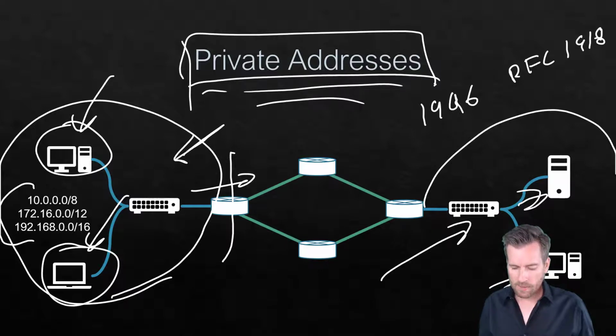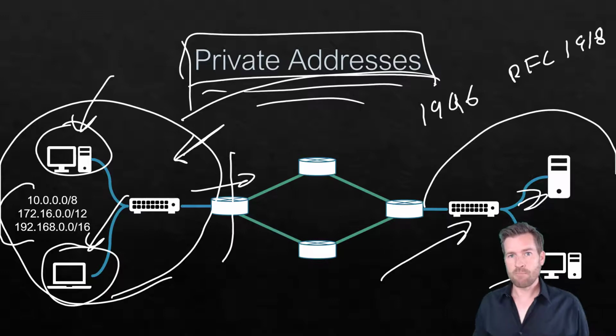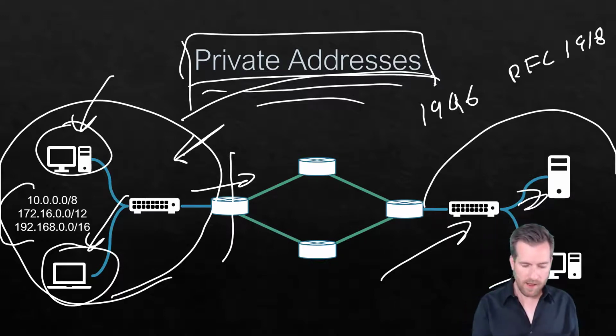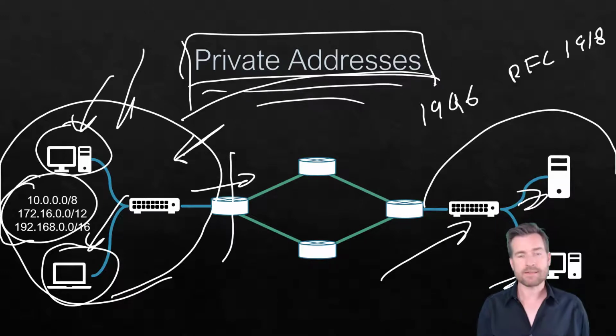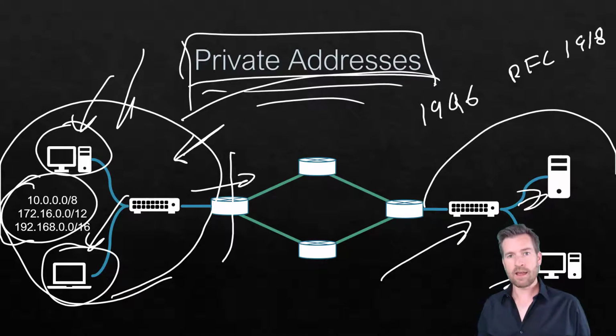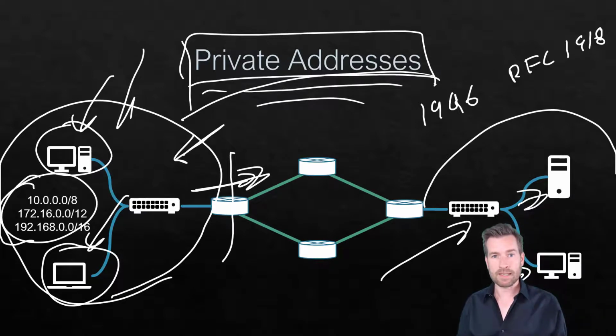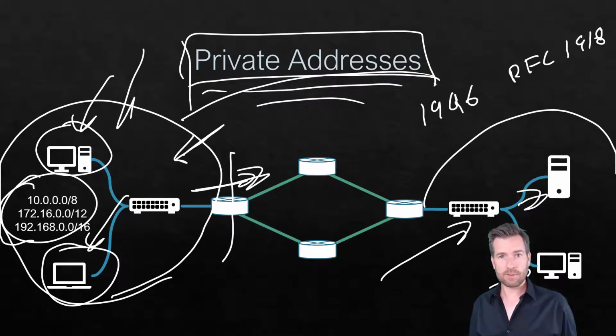So private addresses are a way to maximize the use by allowing people to take any one of these networks here, assign it to their local networks, but then it gets translated out to the rest of the world into a public address. And it does that in a couple different ways, which we'll talk about next.